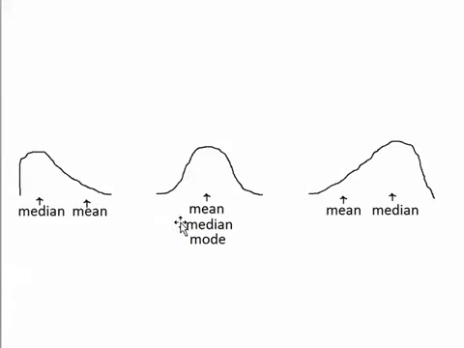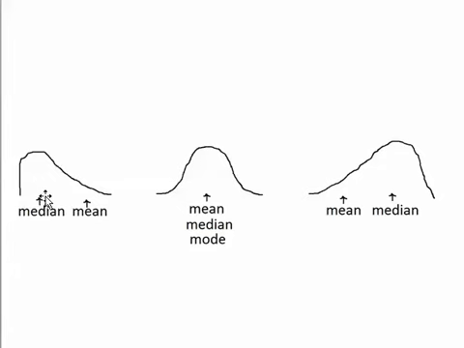So when the data is skewed, then the mean is pulled out toward the tail. Here it's pulled out this way. Here it's pulled out this way. And the amount that the mean is pulled away from the median depends on how much skewness you have. If it's a more dramatic skewness, it'll be pulled out further. If it's only slightly skewed, the mean and median will be pretty close.